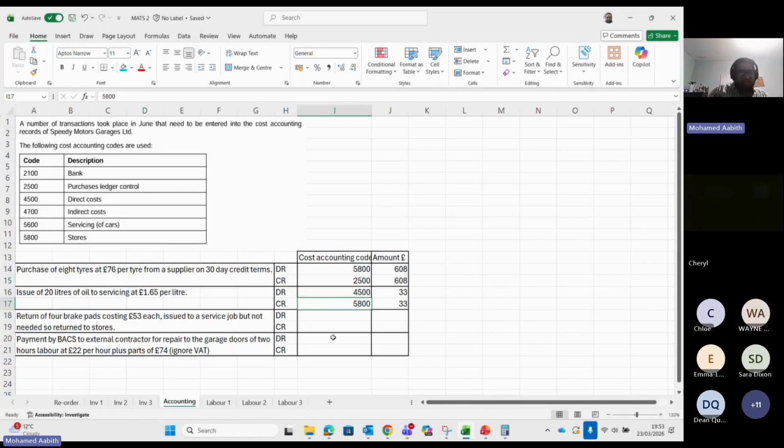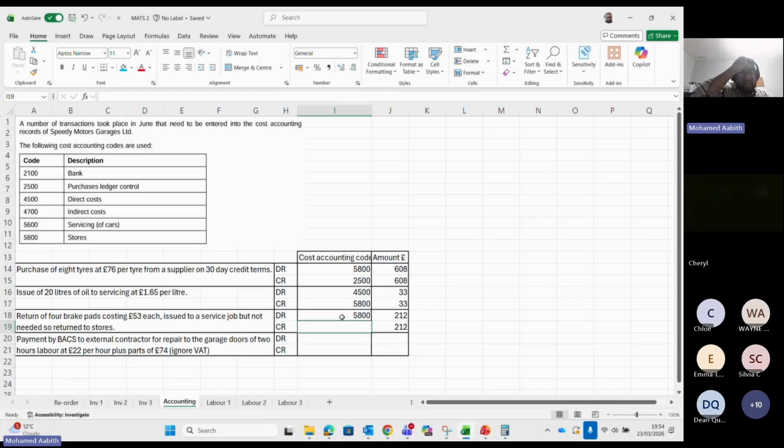Now let's look at the next one. The next one says return of 4 brake pads costing you £53 each, issued to the service job but not needed, so returned to the stores. So here the service job, they have used brake pads there. The brake pads were returned back. So how much is that for? That is again 53 times 4. It is 212. So it's going to be exactly that number. It is coming back to the stores, so it's going to be a debit to the stores department.